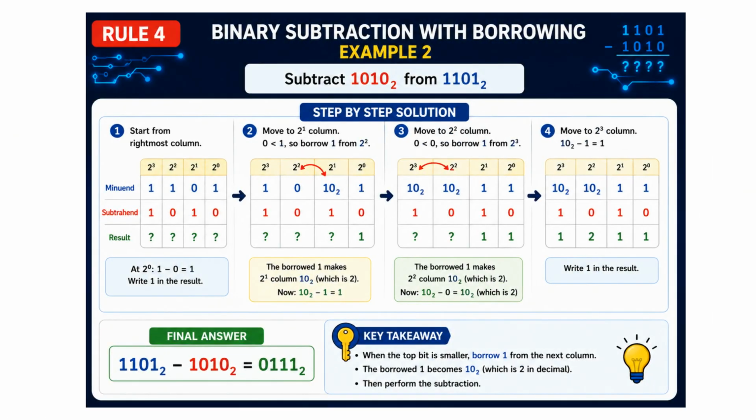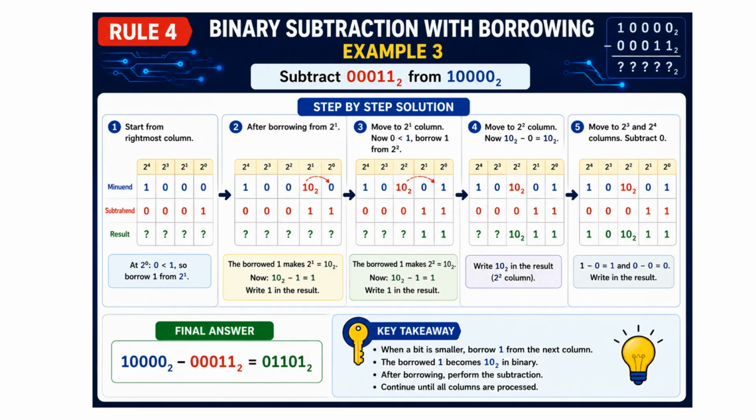Now, let's solve a binary subtraction problem, step by step. We need to subtract 1010 from 1101. Start from the rightmost bit, and work to the left. When the top bit is smaller, borrow from the next column. The borrowed 1 becomes 10 base 2, then continue subtracting. Repeat the same process until every column is complete. The final answer is 0111. Always remember, borrow first, then subtract.